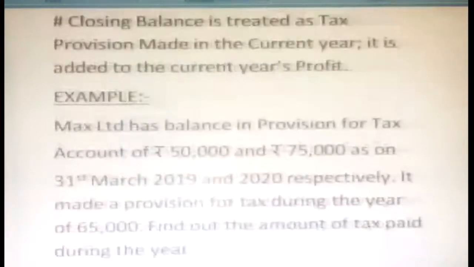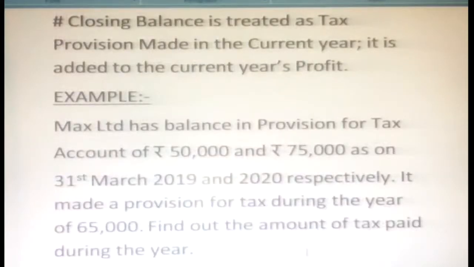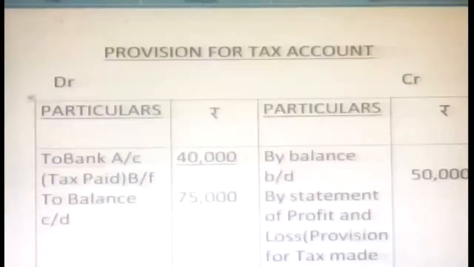See one example here. Max Limited has a balance in provision for tax account of 50,000 and 75,000 as on 31st March 2019 and 2020 respectively. Here they have given two balances, 50,000 and 75,000. It made a provision for tax during the year of 65,000. Here we want to know how much tax was paid during the year. That is missing here. Now we are going to see the preparation of the provision for tax account.